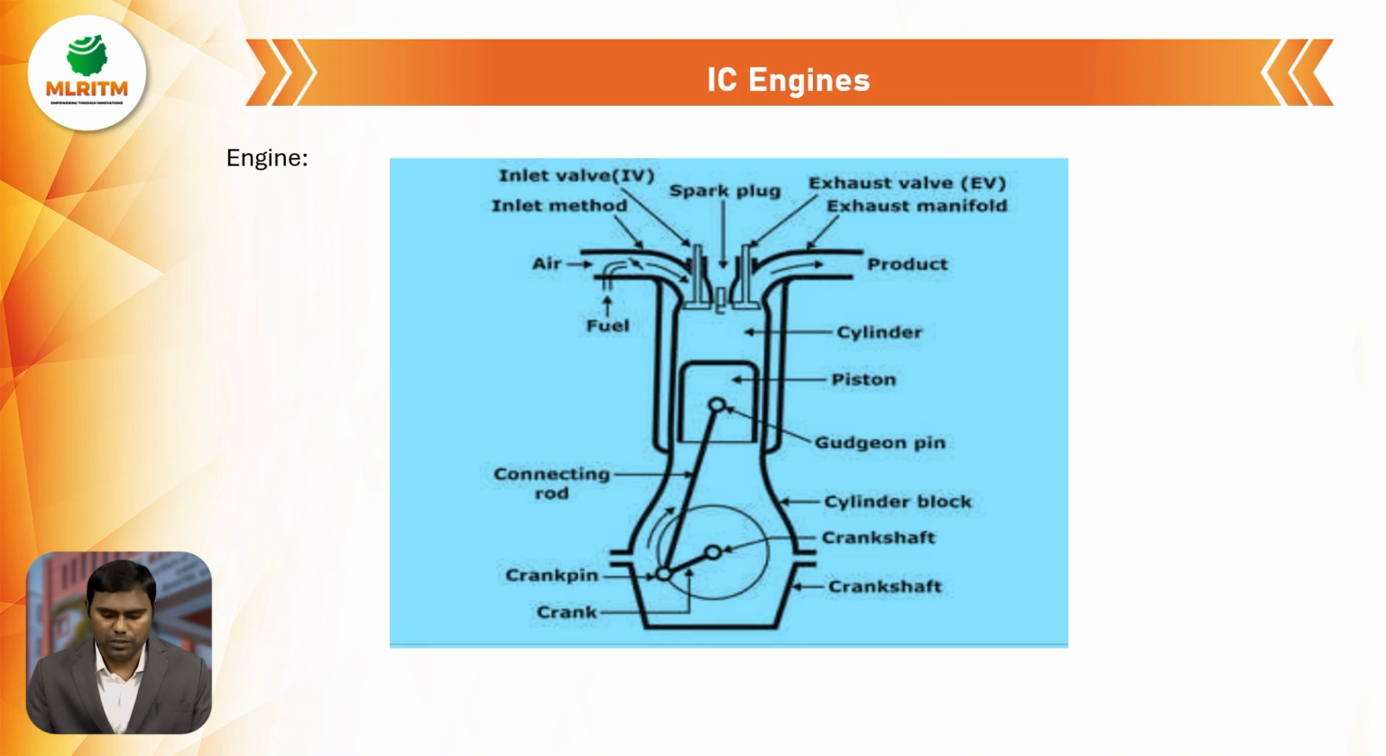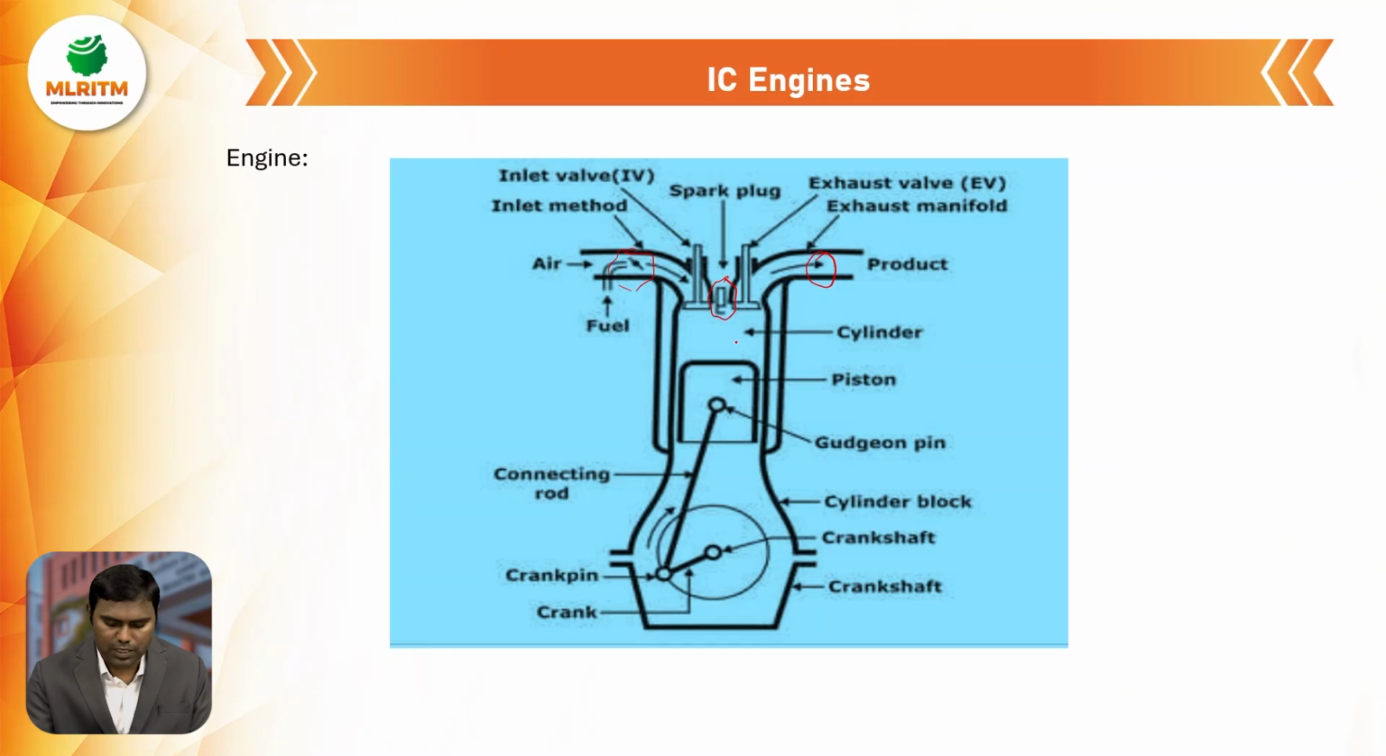So this is the main engine, and it indicates various parts of an engine. It consists of an inlet valve, and this is the exhaust valve. Mainly the inlet valve is used to transfer the air from the atmosphere into the engine cylinder, and the exhaust valve is used to deliver the exhaust gases from the engine cylinder to the atmosphere. And this is the spark plug. In a petrol engine, we have a spark plug. If it is a diesel engine, we have a fuel injector. Mainly the spark plug is used to ignite the charge.